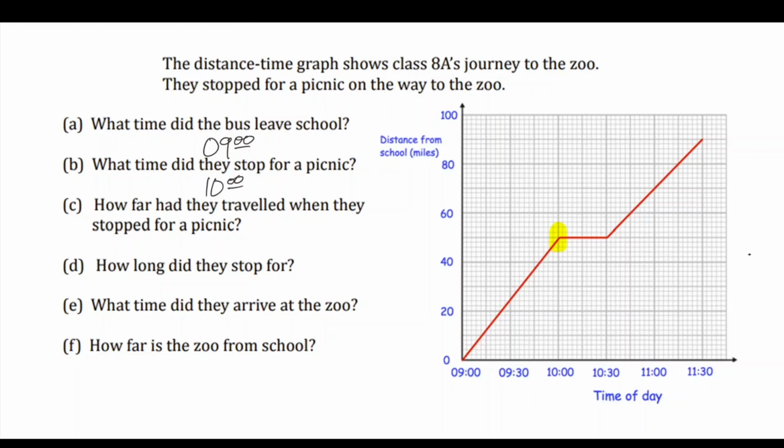How far had they traveled when they stopped for a picnic? So still from this point, we're going to read across to the vertical axis, and we can see that it's 50 miles away from school.